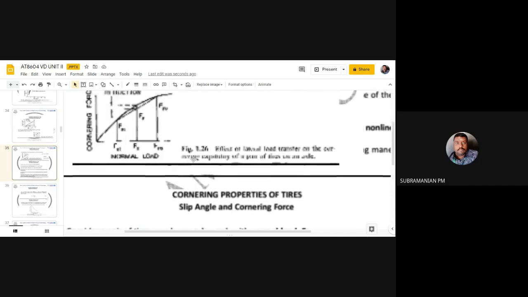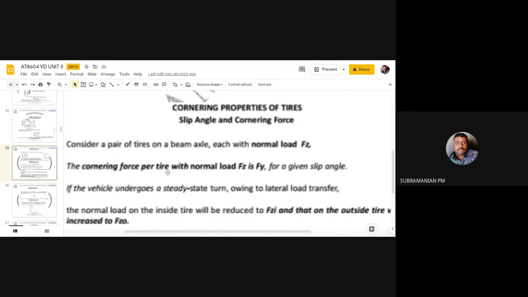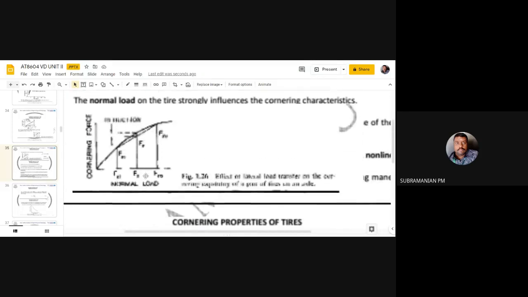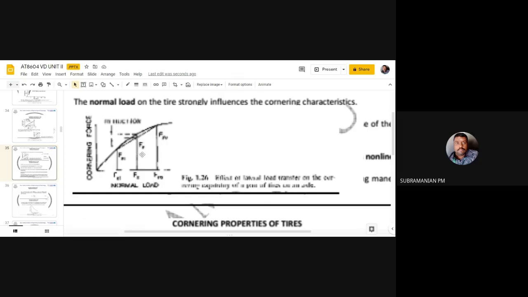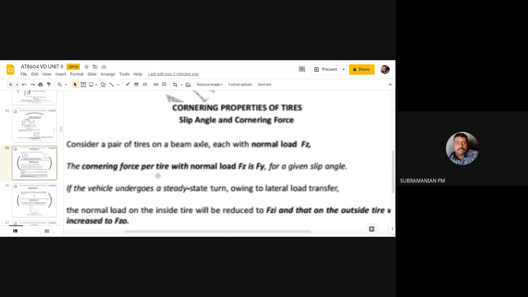Now what will happen to this cornering force? It is Fy, that is mentioned. To make it clear, when the vehicle is moving in a straight ahead position, let us say the normal load is Fz, my cornering force is Fy. The cornering force per tire, you always say cornering force for a single tire, not for two tires. So the cornering force per tire with the normal load Fz will be Fy, for a given slip.